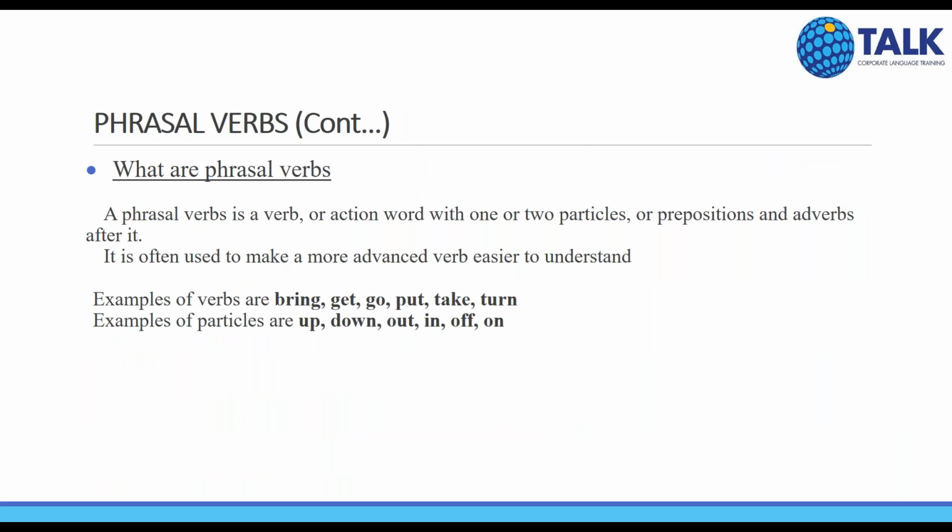A particle is a preposition or an adverb. Now, it's not that important that you understand that it's a particle or a preposition and adverb. It's more important that you understand how we put these two together. It's often used to make a more advanced verb easier to understand as well. So examples of verbs: bring, get, go, put, take, turn. Examples of particles are up, down, out, in, off, on. Those are all particles, prepositions, and sometimes adverbs.